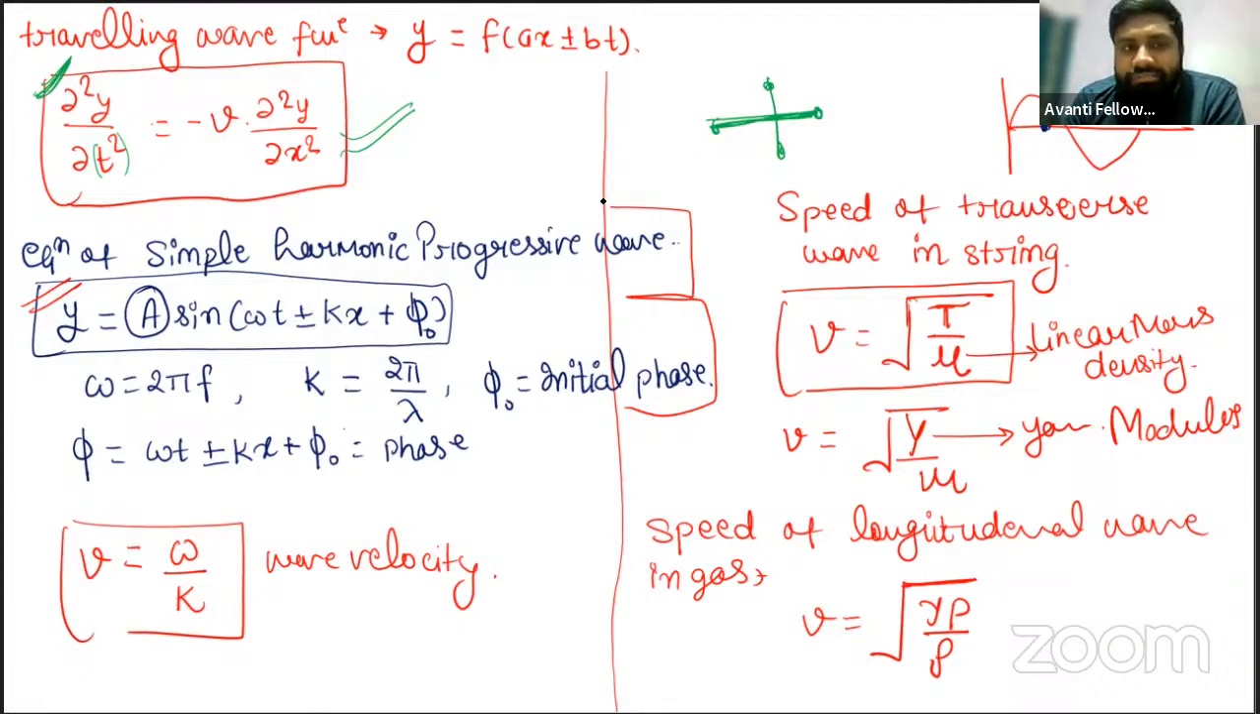So the general equation here is y is equal to a sine of omega t plus minus kx plus phi naught, where omega is 2 pi f, omega itself is angular frequency, f is the linear frequency, k here is the wave number, 2 pi by lambda, and phi naught is the initial phase. This whole term, omega t plus minus kx plus phi naught, is the phase. And what is a phase? Phase is the status at any instant and at any position of the wave. At what time, at which position the wave is, will be determined only with the help of this phase.